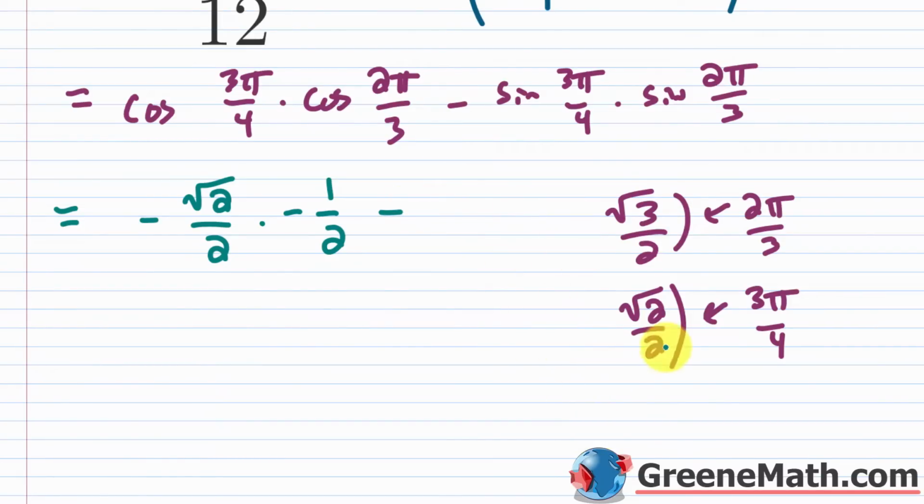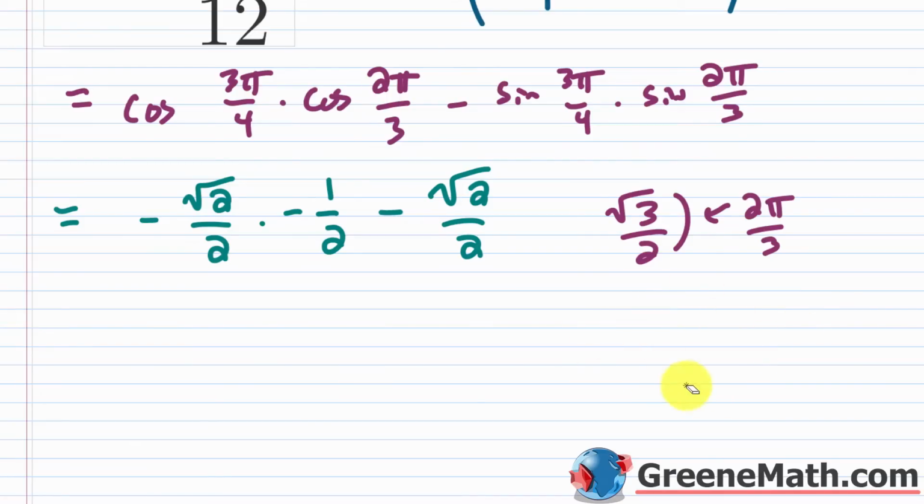We just need the y values. So the sine of 3 pi over 4, again, I need this y value here. So this is the square root of 2 over 2. And let me get rid of this. And the last one is the sine of 2 pi over 3. So that's going to be square root of 3 over 2.